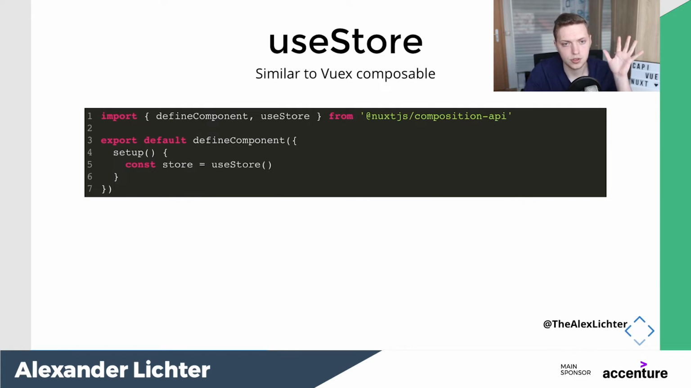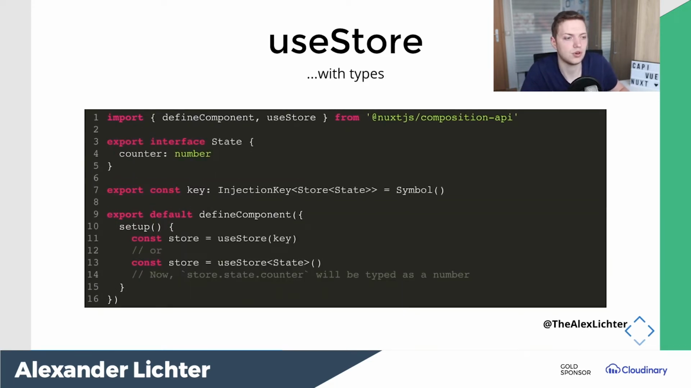In past versions of the Composition API, you could get all these through useContext, which we'll talk about in a bit. But ideally, you use these dedicated composables to be, well, I'd say more future-proof and aligned with what will happen in the future. Also, you can now type your store more easily through this useStore composable.